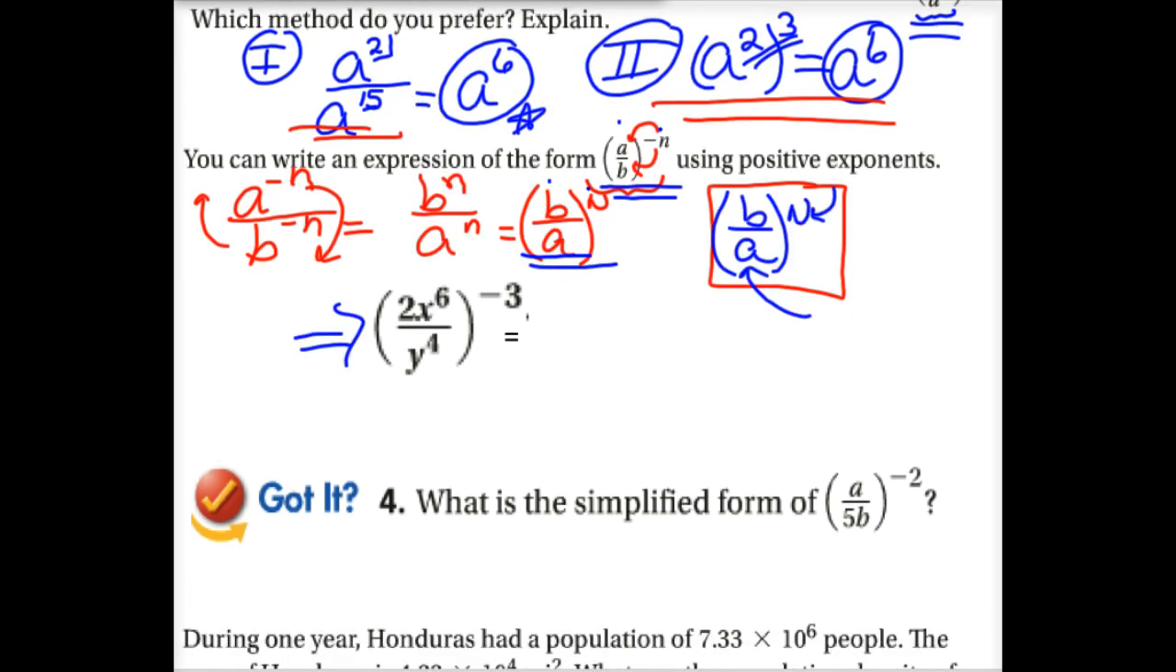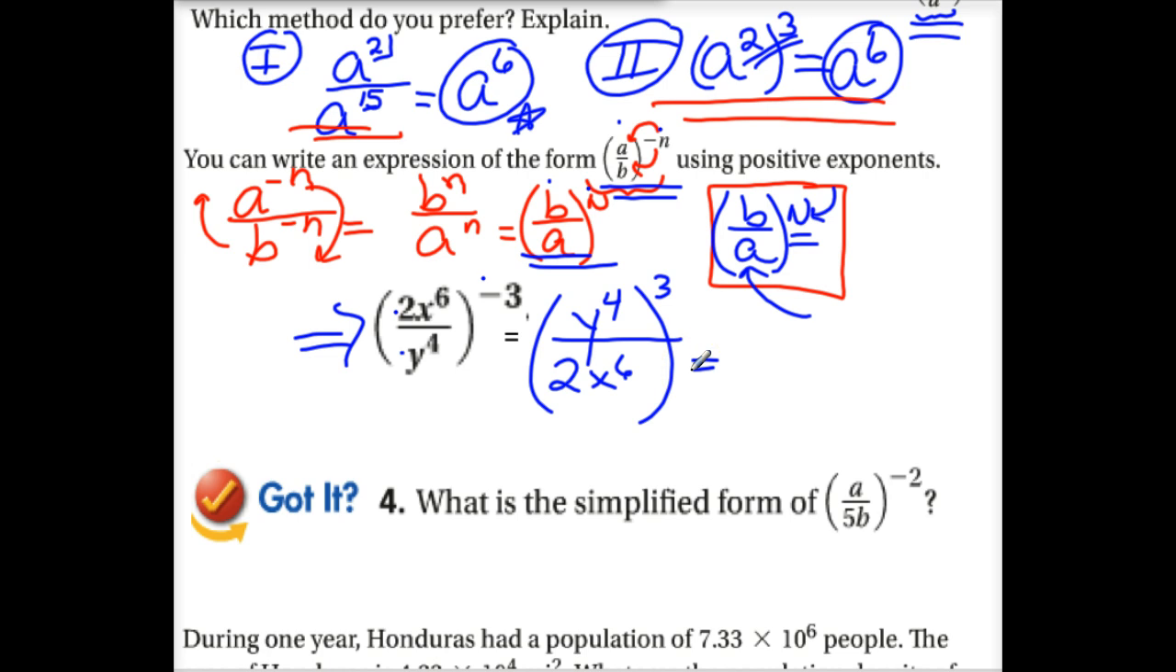And let me demonstrate that with this next problem here. Again, instead of distributing that into everything in the fraction and taking one negative and distributing it into everything, we don't like negatives. I mean, they're our least favorite to work with. So what I'm going to do is use this property and flip this fraction over, make it y to the fourth over 2x to the sixth, and raise it to the positive power.